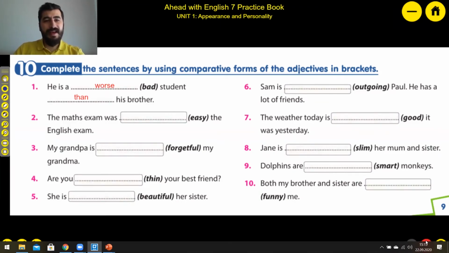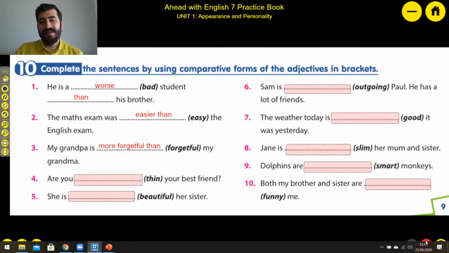The maths exam was easy. The English exam. We compare the maths exam and the English exam now. So easy, easier than. Very good. My grandpa is forgetful. Is forgetful a short adjective or a long adjective? It is a long adjective. So what do we use for long adjectives? More. My grandpa is more forgetful than my grandma.